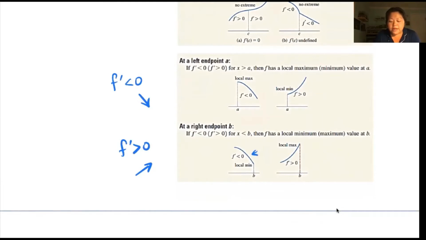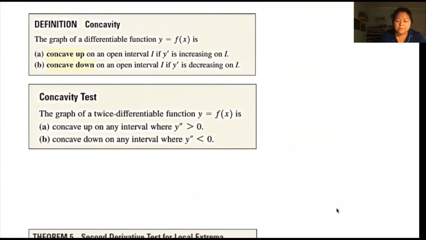So that's why we need to connect. That's why this lesson says connecting F prime to F double prime. You need a combination of F prime and F double prime to have enough information about your graph. So what does F double prime tell me?